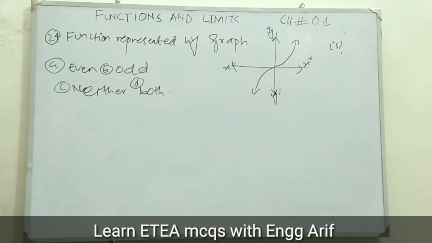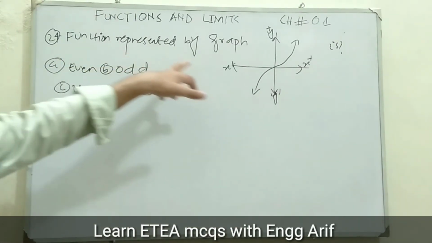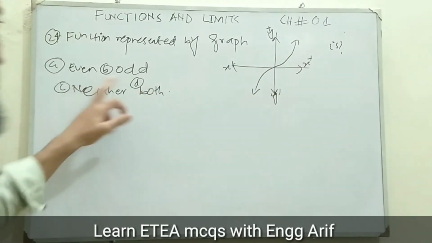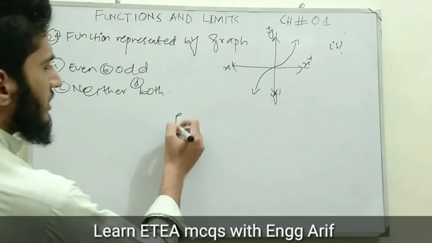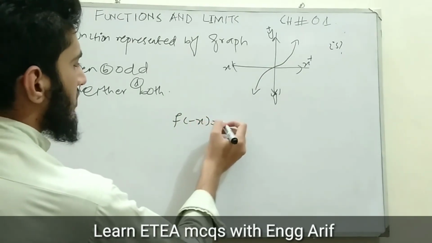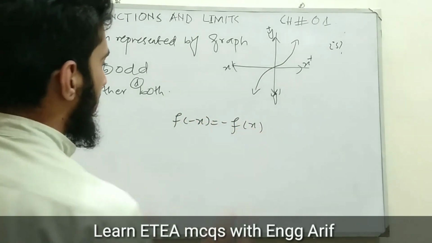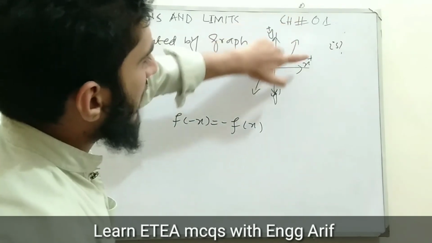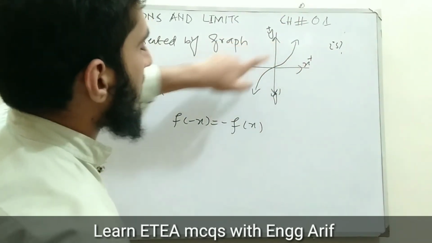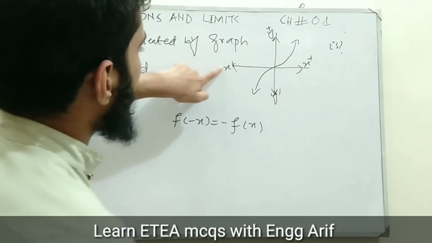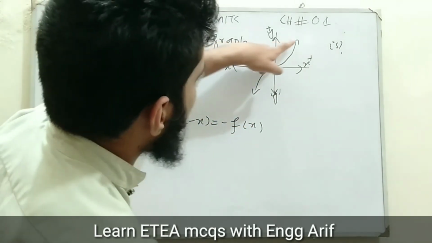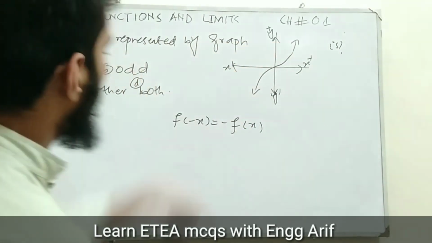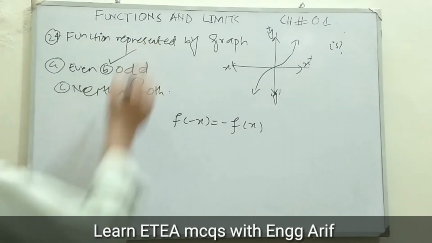Now move toward MCQ number 24. It asks whether the function represented by this graph is an even function, odd function, neither, or both. Remember, for the odd function we have the definition f of negative x is equal to negative f of x. So here, if x is positive and y is positive, the result is negative, meaning x is negative and y is negative. So the odd function is symmetric about the origin, just like over here. So it means that this function will be an odd function.